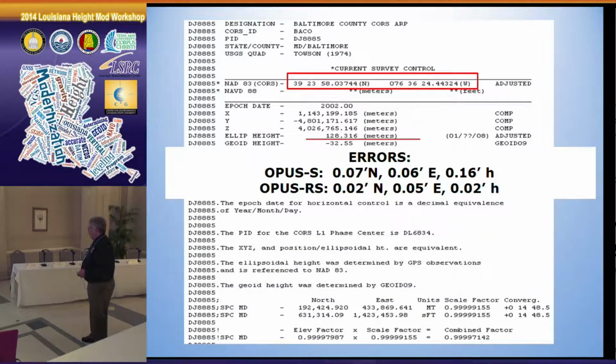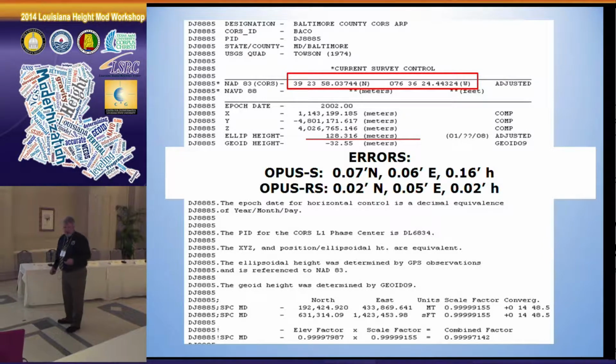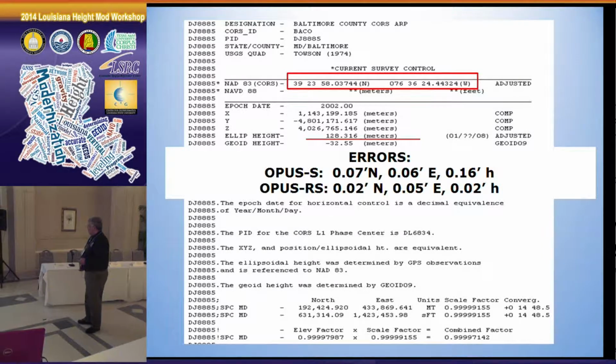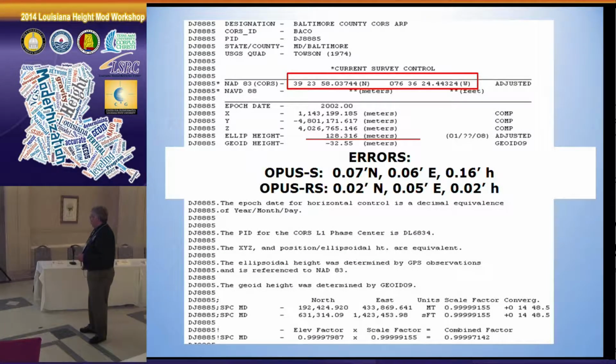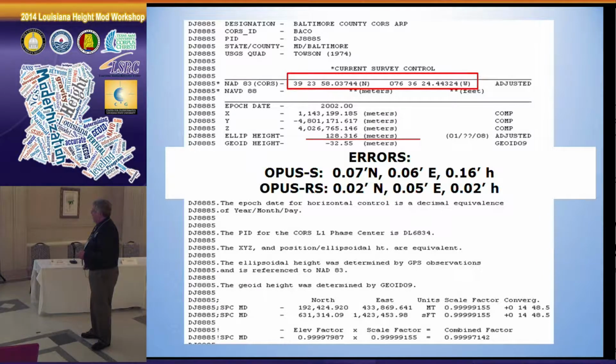But guess what? According to the published value, the little short session of 16 minutes, actually, the OPUS Rapid Static for this particular session of 2 hours came up a lot better. Now this is in feet, not meters anymore. So with OPUS Static you've got an error of 700ths north, 600ths east, and 1600ths in the ellipsoid height. In OPUS Rapid Static, you've got 200ths north, 500ths east, and only 200ths in the ellipsoid height error.